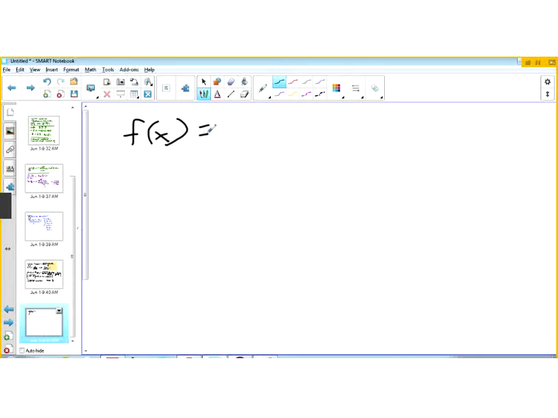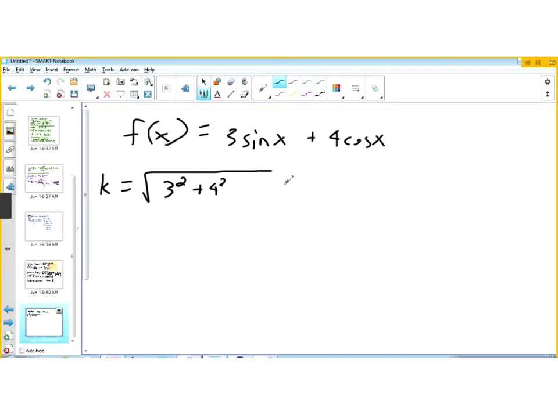So f of x is equal to 3 sine x plus 4 cosine x. All right, so express this in terms of the sine function. So in this case, our coefficient, let's say k, would equal the square root of 3 squared plus 4 squared, which I believe is equal to 5.